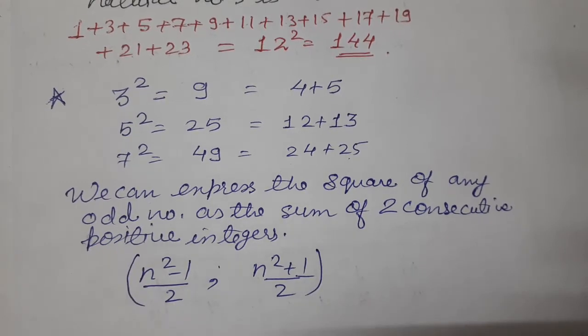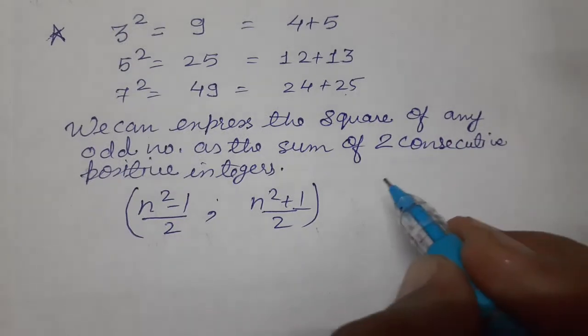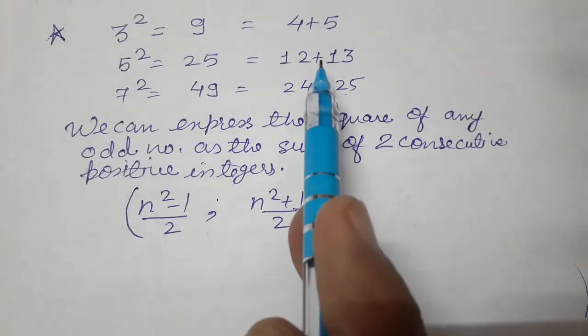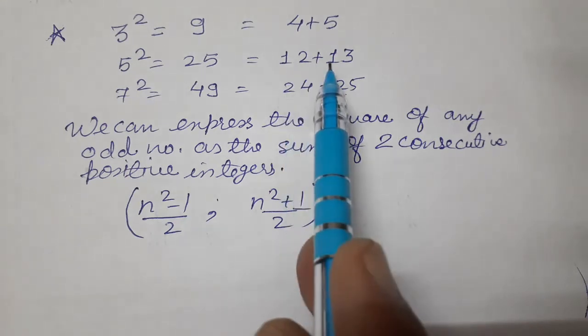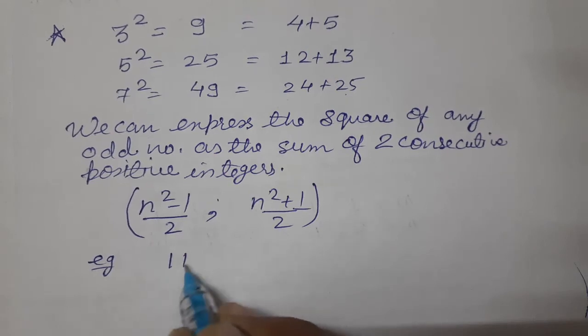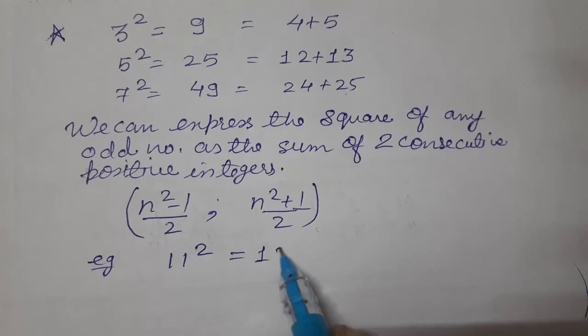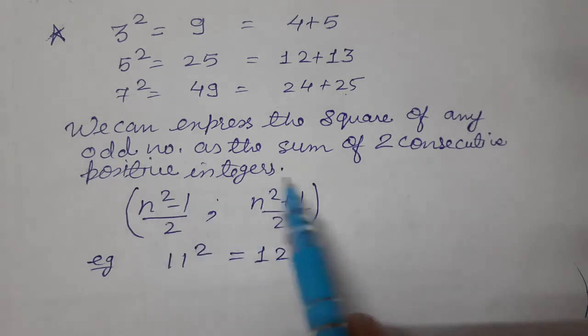This is the formula. Now how this formula works, see, let us consider a number. We need to find which two numbers have that as the sum. So let's find out one example. Suppose 11 square only. So 11 square, we need to express this, 121. 11 ka square 121 hota hai. Aur 121 ko hume two consecutive numbers ke sum mein lana hai.